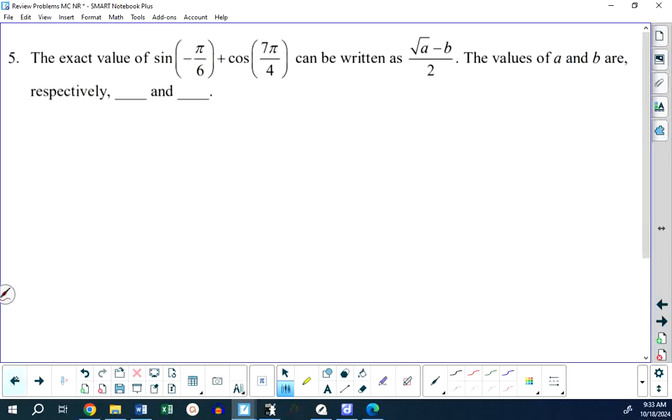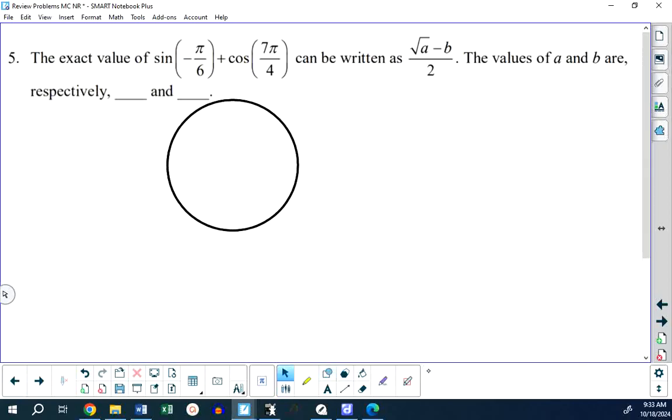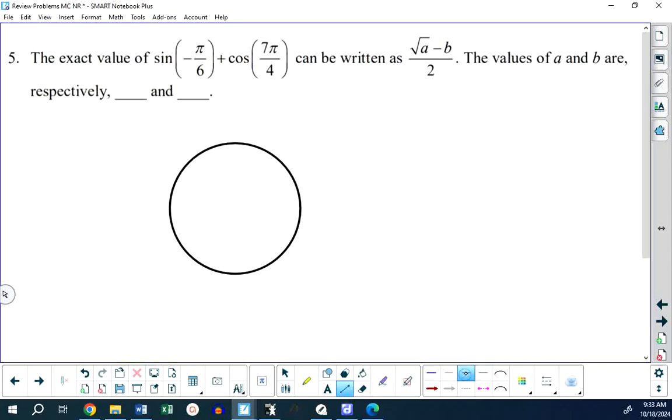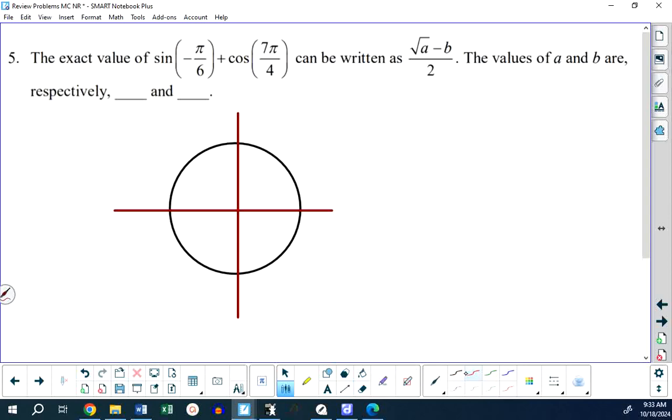So we want to know the exact value of sine of negative pi over 6, plus another angle. Maybe I will start off by saying this, Noel. Both of these angles are angles that we have knowledge of precisely where they are on the unit circle. Negative pi over 6 is here, with coordinates of root 3 over 2, comma, negative 1/2.